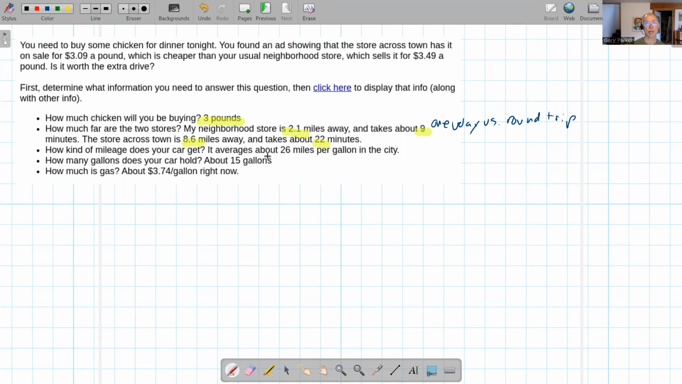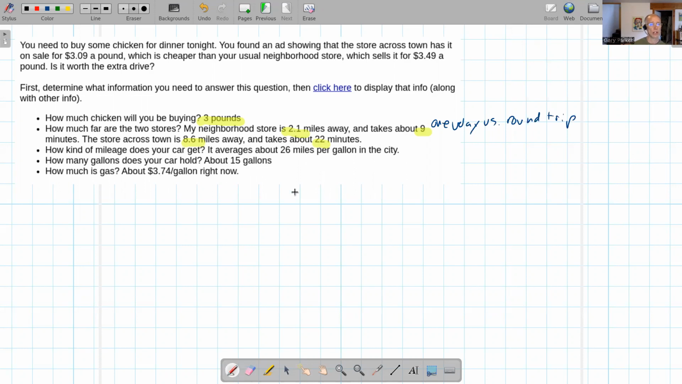And then gas mileage. So let's say we have a vehicle that gets 26 miles per gallon in the city. The car holds 15 gallons. We should have plenty of gas if the tank is even partially full, like a quarter fill, and gas right now is about $3.74 a gallon.